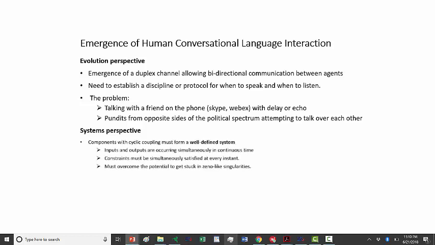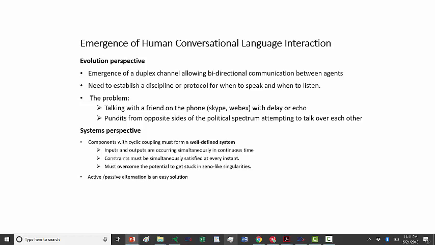From a systems perspective, this can be phrased as: when does coupling from output to input of a pair of agents form a well-defined system? The inputs and outputs are occurring simultaneously in continuous time. Constraints must be simultaneously satisfied at every instant, and they must overcome the potential to get stuck in Zeno-like singularities in which time does not advance.